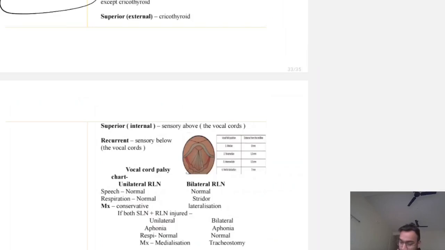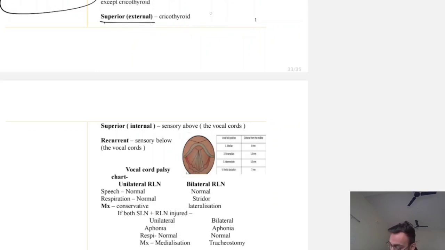So let's talk about the nerve supply of larynx and nerve palsy. The recurrent laryngeal nerve supplies all the intrinsic muscles of larynx except cricothyroid. All the abductors and adductors of larynx are supplied by the recurrent laryngeal nerve.